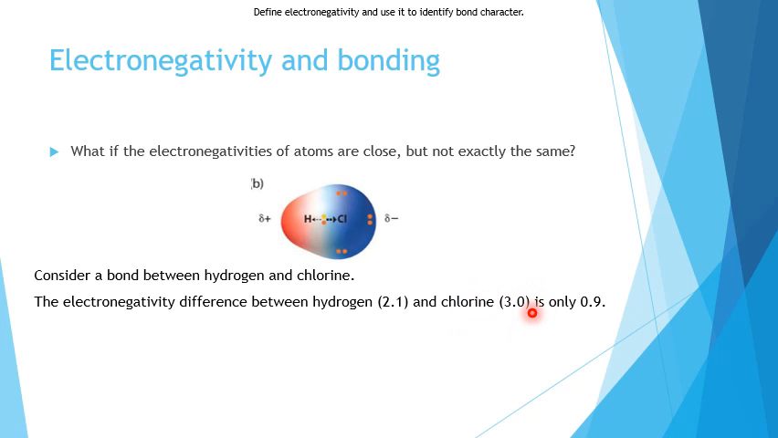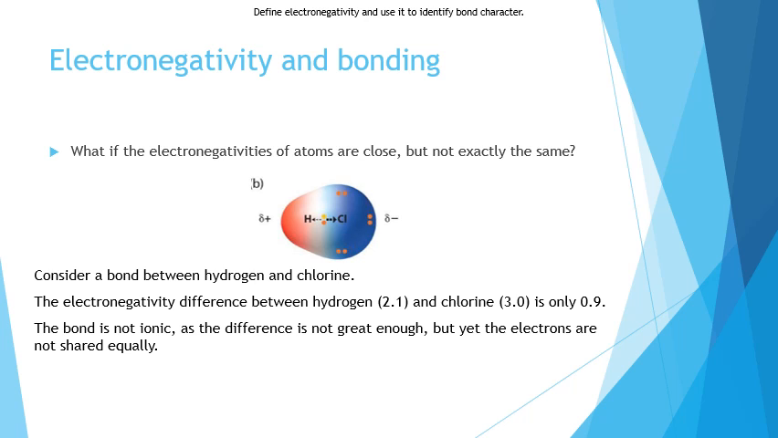Chlorine is 3.0. So the difference between the electronegativities is just 0.9. So that's not nearly high enough to be considered ionic. Recall our threshold for that is a difference greater than 1.8. So the bond's not ionic because the difference isn't big enough, but yet these electrons are not being shared equally.